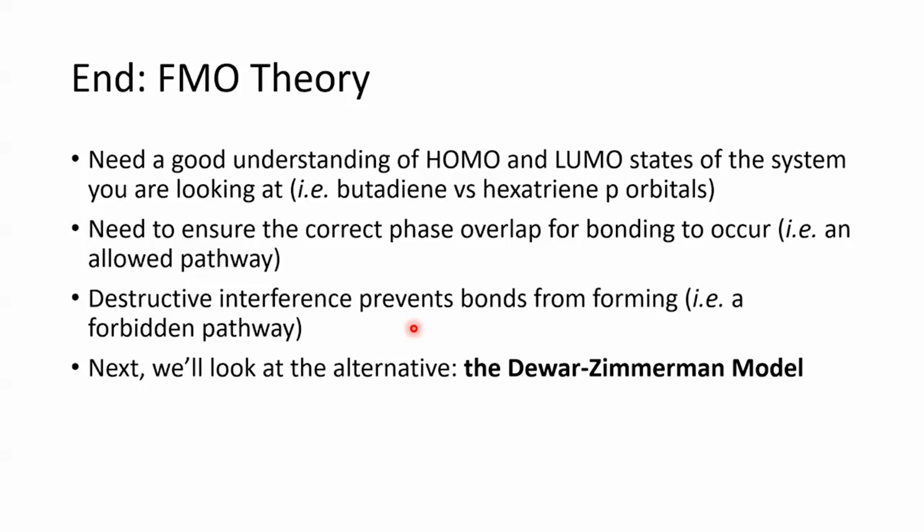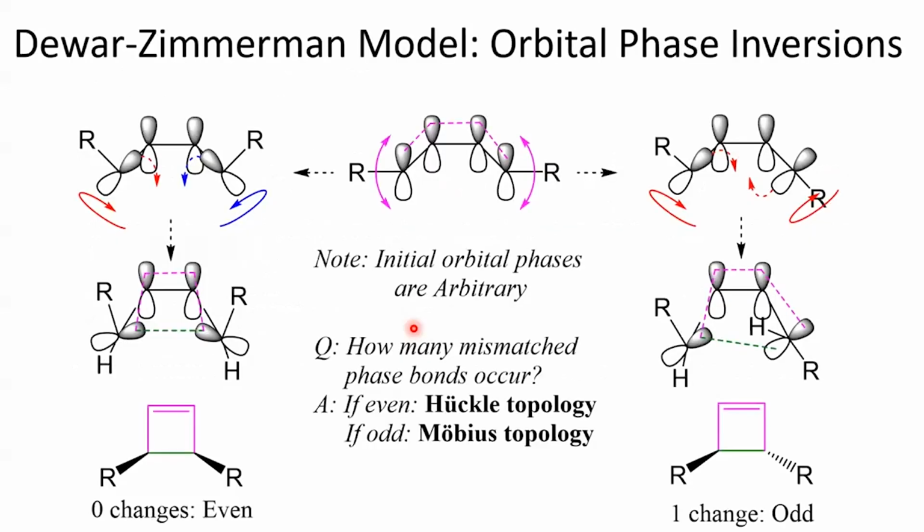Now we're going to look at the alternative model for figuring out whether these pericyclic reactions are forbidden or allowed, and that is the Dewar-Zimmerman model. This model still looks at molecular orbitals. However, we don't need to remember the HOMO and the LUMO arrangements of the systems that we are looking at. All we need to know is the number of atoms participating in the transition state, and then we assign them p orbitals with arbitrary phases.